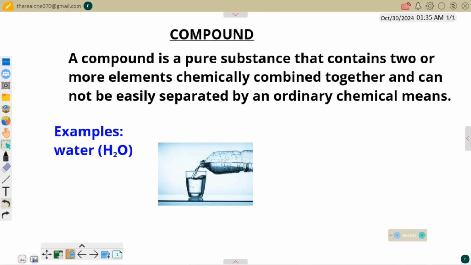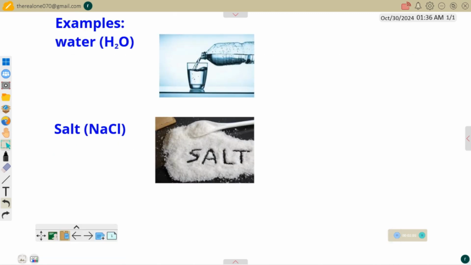Another example of a compound is salt, our table salt, which is sodium chloride. So in salt, we can see that the combination of both sodium and chlorine forms salt. These two elements have been combined chemically, which can never be separated easily by ordinary chemical means.